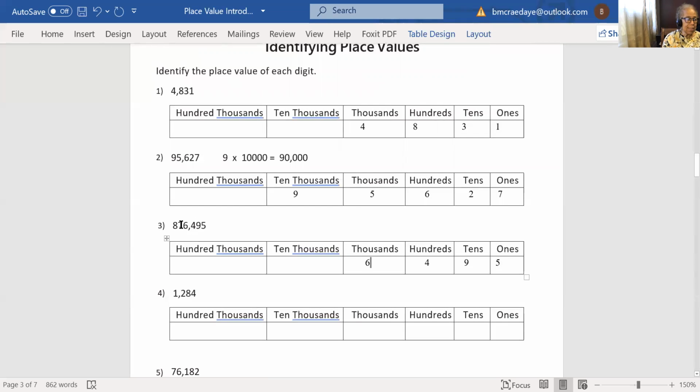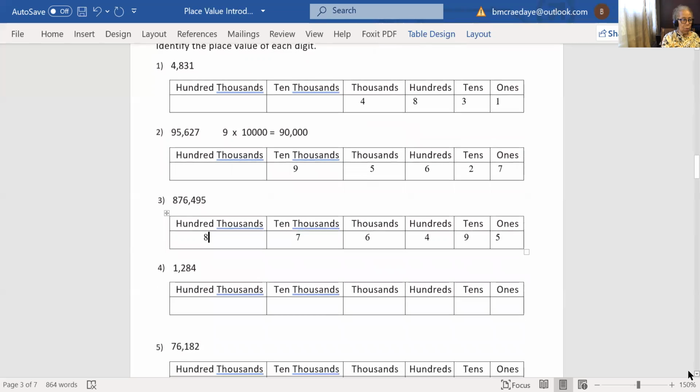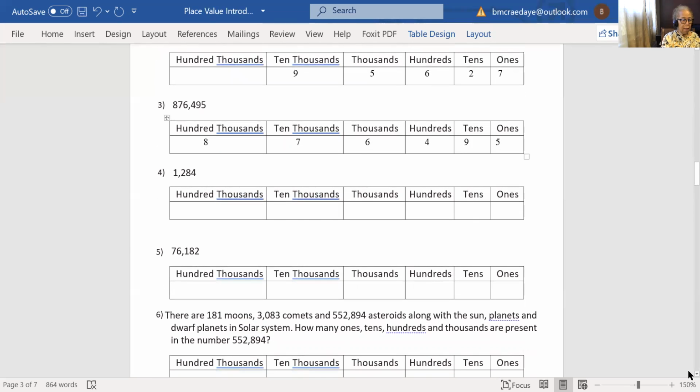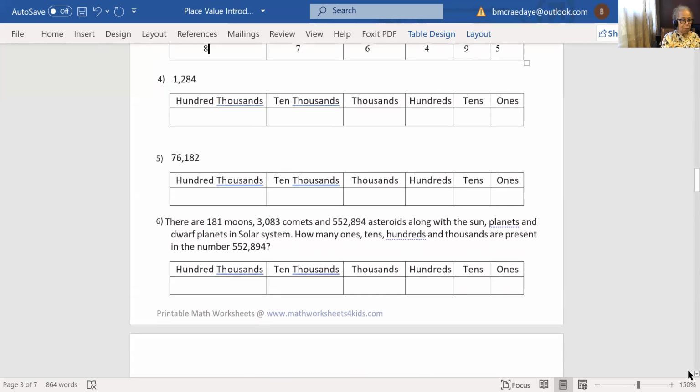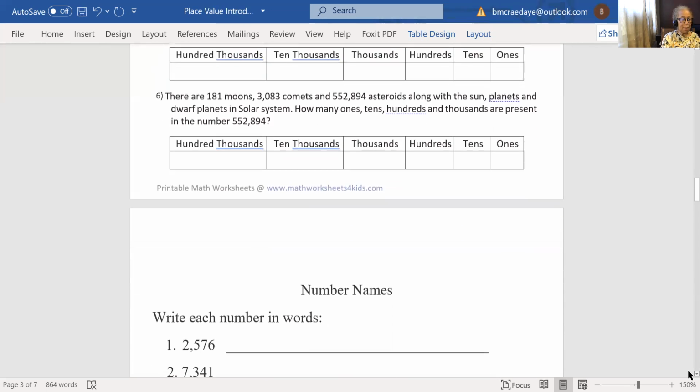Okay, the 7 is tens of thousands, 10,000s. 7 times 10,000 is 70,000. That's exactly what that is. So we put 7. The 8 is the 100,000s. So we put 8 for the 100,000. Now, I want you to, for your practice, do 4 and 5. All right. Now, let's just look at some number names.